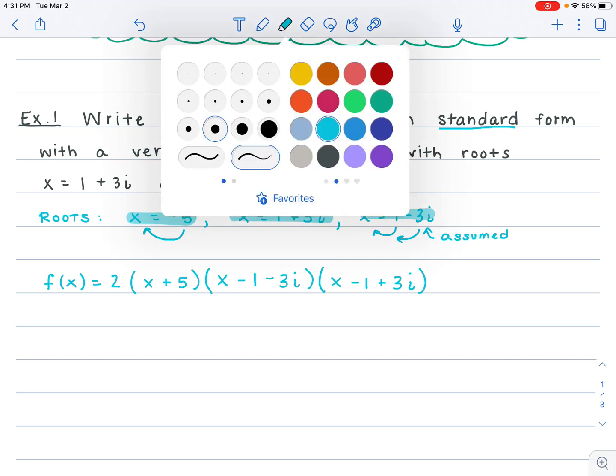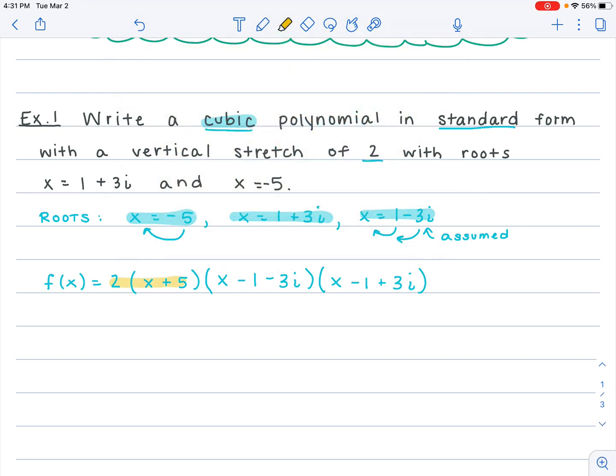And now what we're doing is we're going to start distributing all this out. You can kind of take it step by step here. I'm going to distribute these 2 together and these 2 together and then combine the 2. So this first one, if I distribute that 2 through, I get 2x plus 10. Over here, this is going to take us a little bit of time here. X times x is x squared. X times negative 1 is negative x. X times 3i is 3ix.